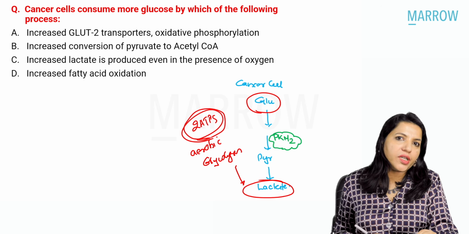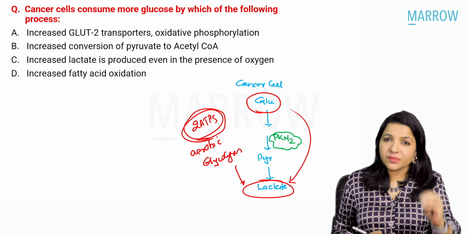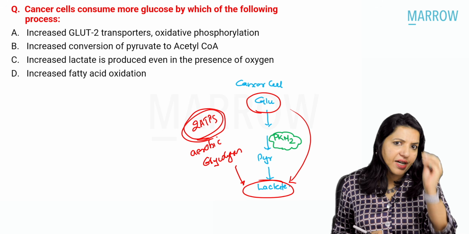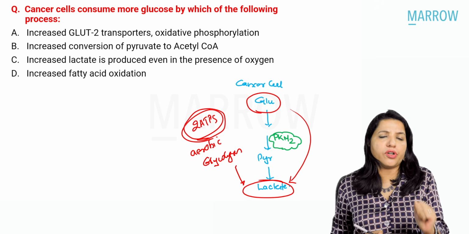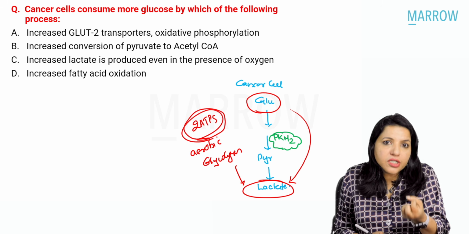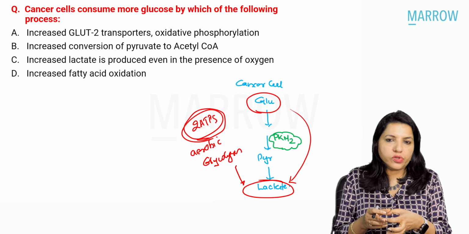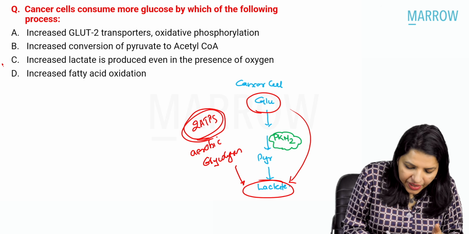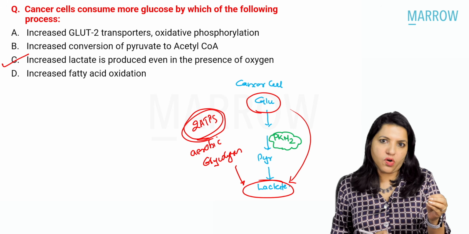Why does it produce only 2 ATPs? Because the glucose is converted to lactate even in the presence of intact oxidative phosphorylation, intact oxygen and intact mitochondrial pathways. So there is a deficiency of ATP there, and it takes up more and more glucose. So what is the answer here? It is increased lactate production even in the presence of oxygen.